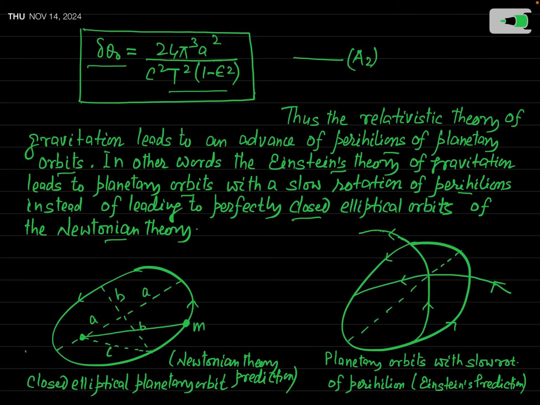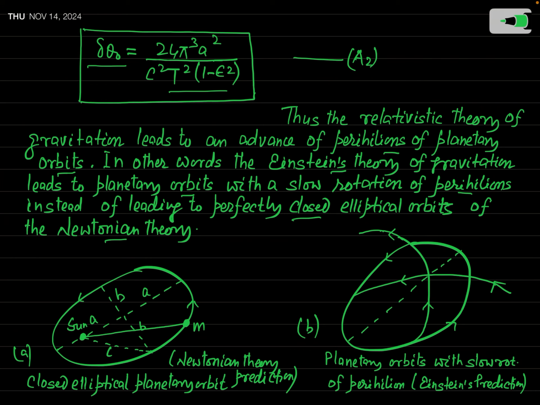Let us say this first figure is figure A and this is figure B. In figure A, I have shown an elliptical orbit of a planet. This is your planet of mass m, revolving around the sun, whose position is here. When we discuss the motion of the planet using Newtonian theory, the orbit of the planet is fixed. It always revolves around this ellipse. There is no advance in perihelion. So Newtonian theory predicts a closed elliptical planetary orbit, as shown in figure A.